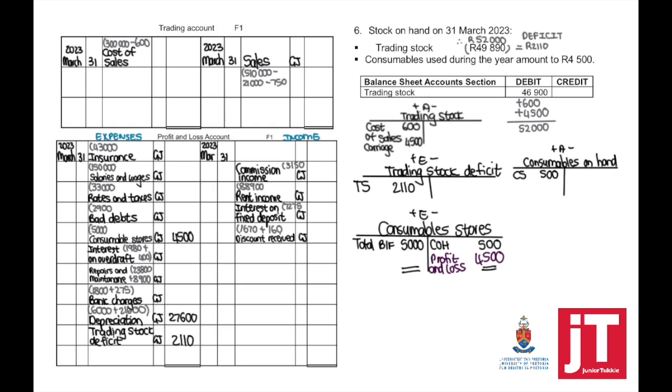So in my profit and loss account, I can immediately write: how much have we used? What is our expense for this accounting period? 4,500.